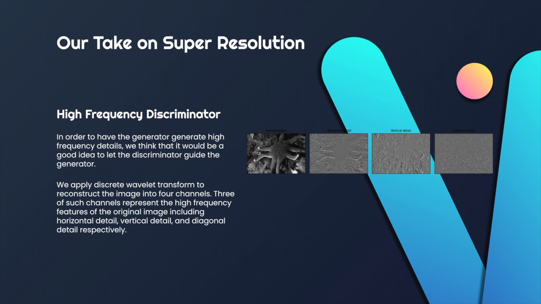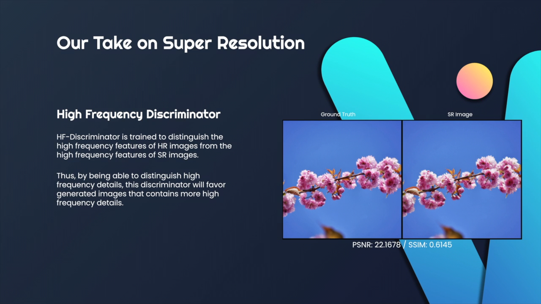In order to have the generator generate high-frequency details, we think that it would be a good idea to let the discriminator guide the generator. We apply discrete wavelet transform to reconstruct the image into 4 channels. 3 of such channels represent the high-frequency features of the original image, including horizontal details, vertical details, and diagonal details, respectively. HF discriminator is trained to distinguish the high-frequency features of high-resolution images from the high-frequency features of the super-resolution images. Thus, by being able to distinguish high-frequency details, this discriminator will favor generated images that contain more high-frequency details.